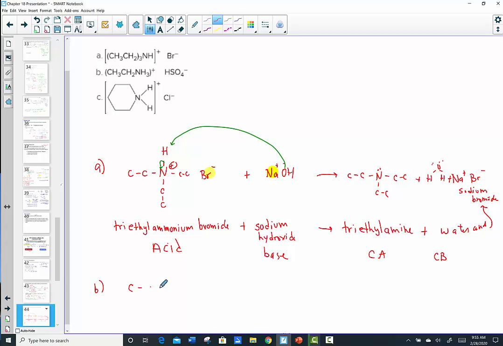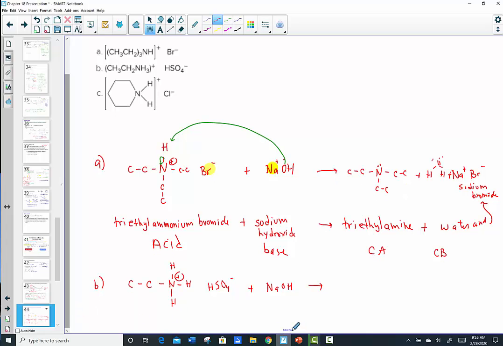Letter B gives us a 2-carbon chain leading to nitrogen, and it's leading out to 3 hydrogens. And of course, it would have a positive charge. It has a last name of hydrogen sulfate. That's its salt name, hydrogen sulfate. And we're going to treat it with sodium hydroxide. So here we have our salt. The salt cation is going to act as the acid.